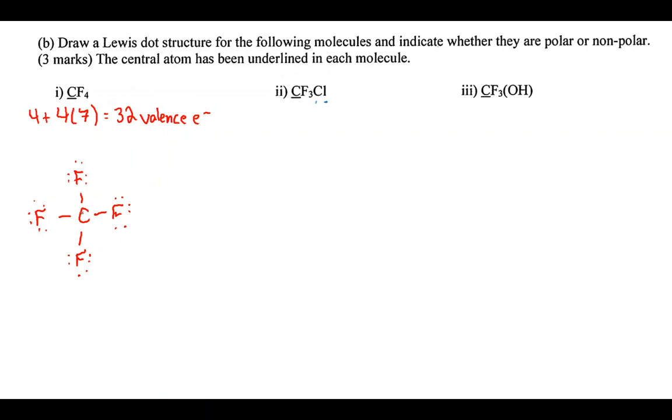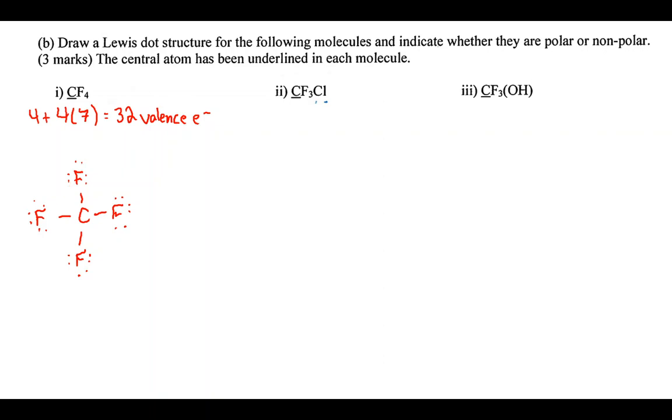So the octets are filled. We have our full 32 valence electrons, so that's good. Carbon has a formal charge of usually 4 electrons minus 4 bonds, so it's got a formal charge of 0. Each of the fluorines has a formal charge of 0, so this is our best structure.